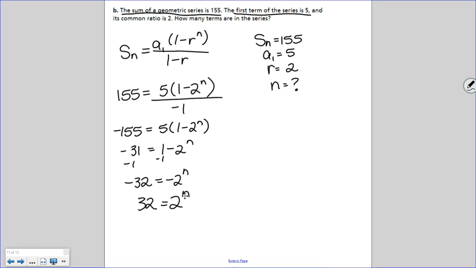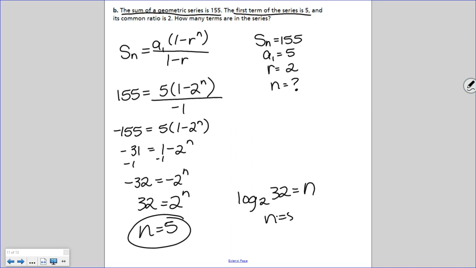But then I say, hey, wait, I know 2 to the 5th. This is just from remembering 2 to the 5th is 32. Or if you can't remember that, I can say log base 2 of 32 equals n, and you'll find that n equals 5. So how many terms are in the series? There are 5 terms in the series.